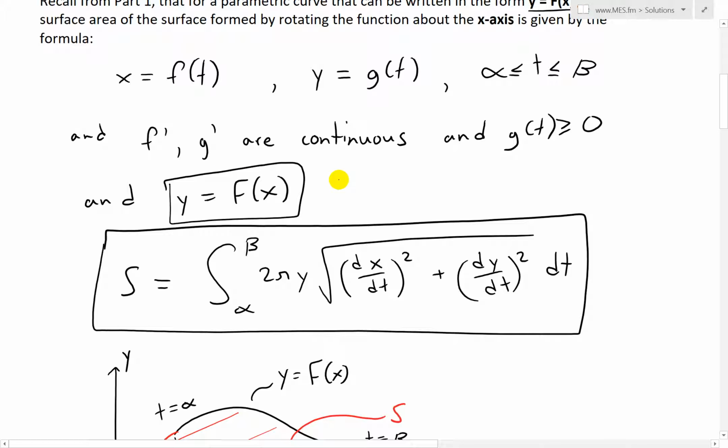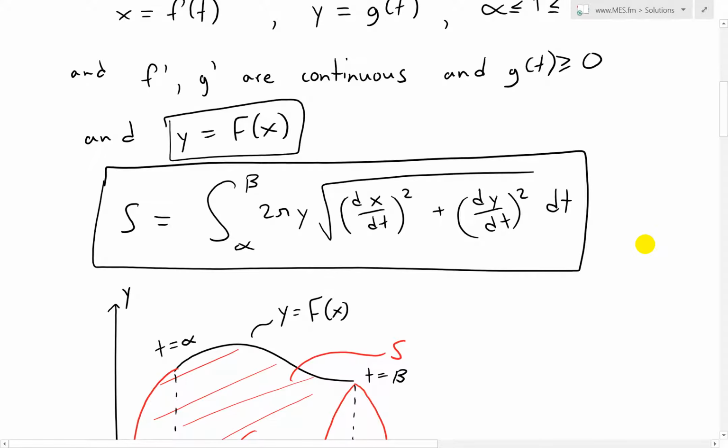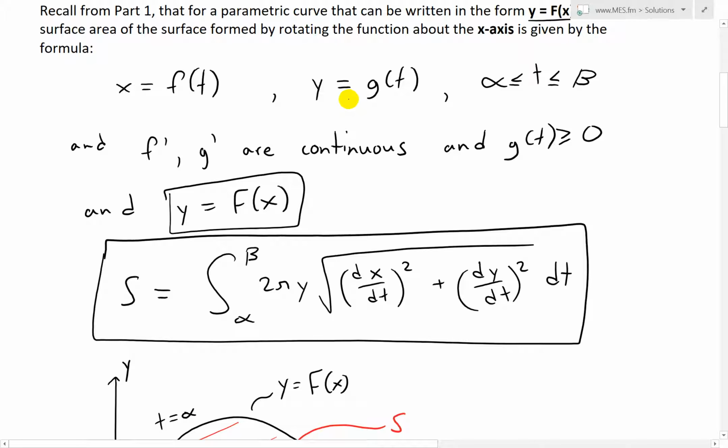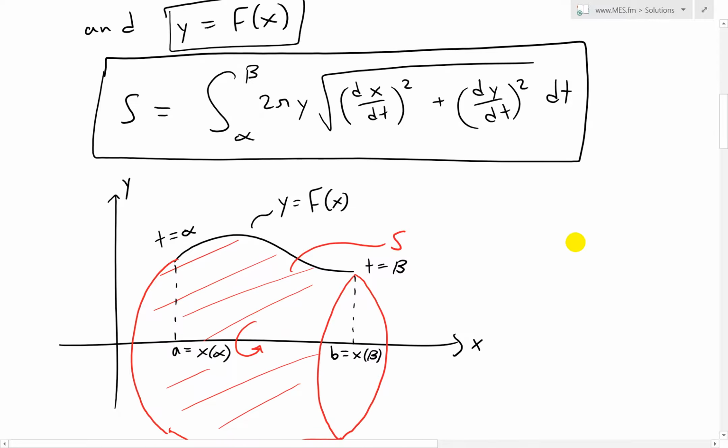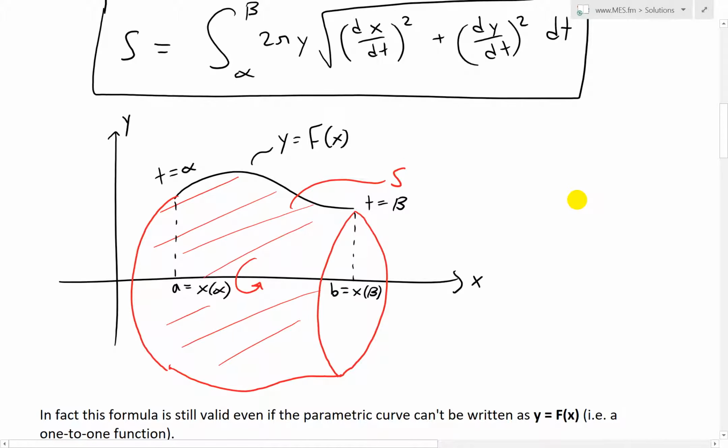In other words, their derivatives exist at all times, and g of t is greater than or equal to 0. In other words, y here, which is g of t, is greater than or equal to 0 so that it's above the x-axis, and we can rotate it about the x-axis so we get an actual surface area. And again, these parametric equations can be written as y equals f of x, so we can write them as a typical function like this.